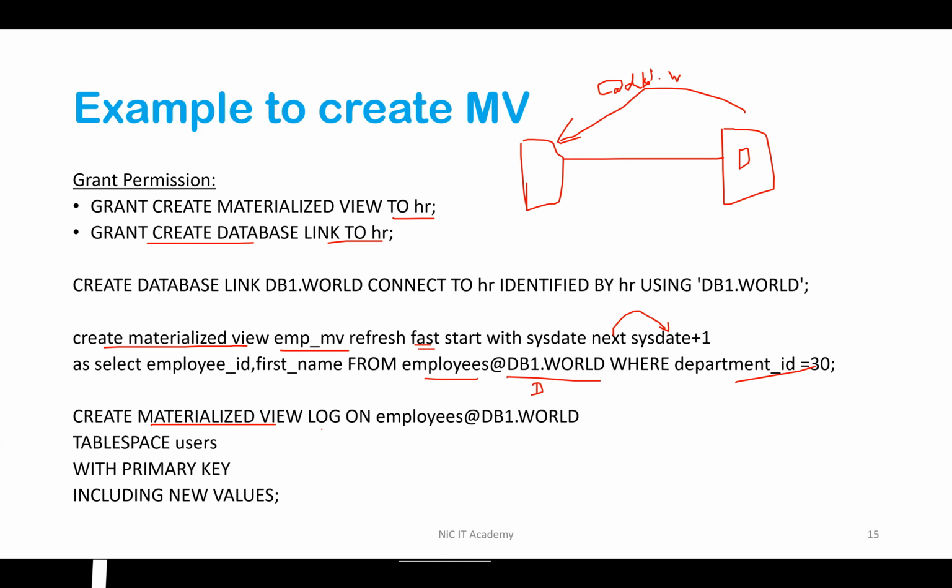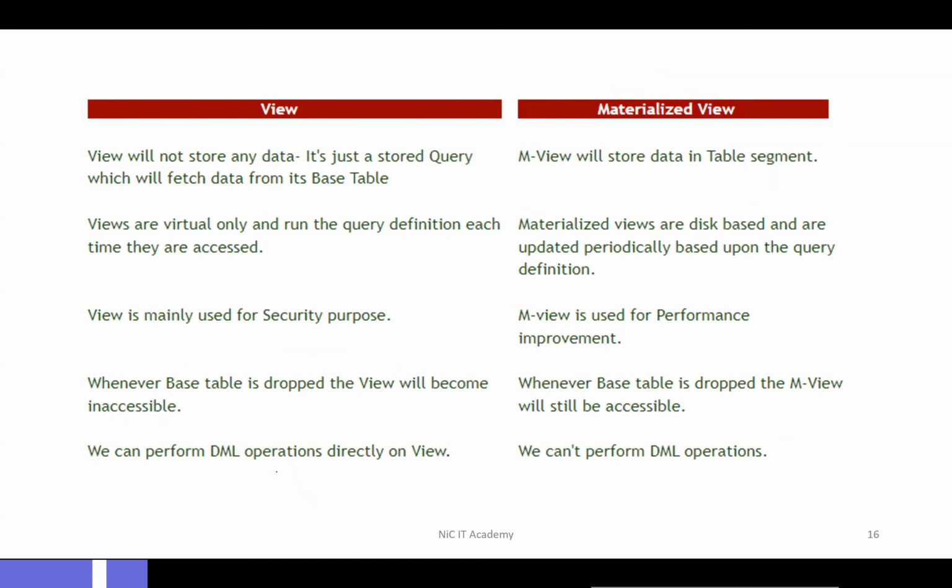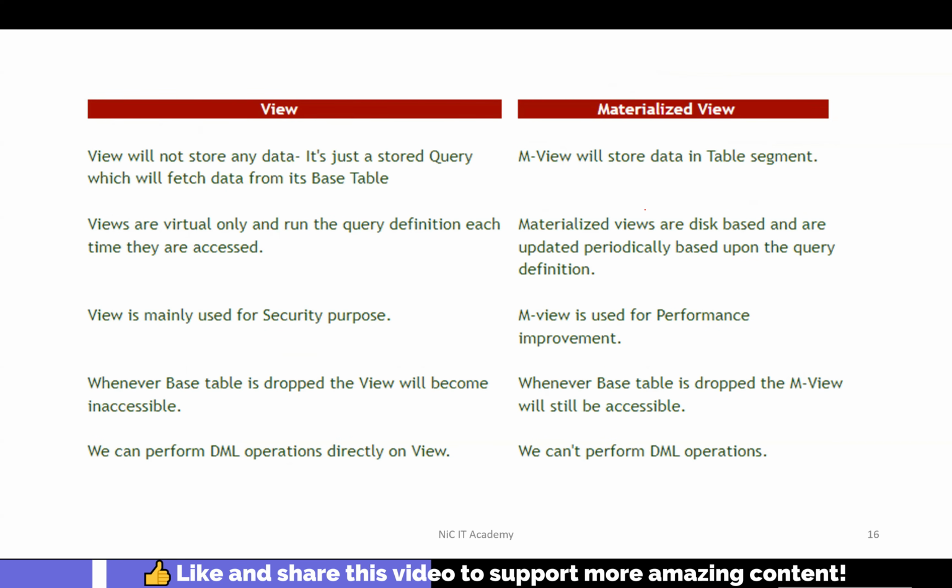Create materialized view. So you have to create a log also: create materialized view log on employees. With that you have to create it, then only it will create the logs. Including new values with the primary key, it will create one hash value and maintain it in the table. So whenever the data is getting updated or changed, with that hash value it knows that these data have been inserted or updated.